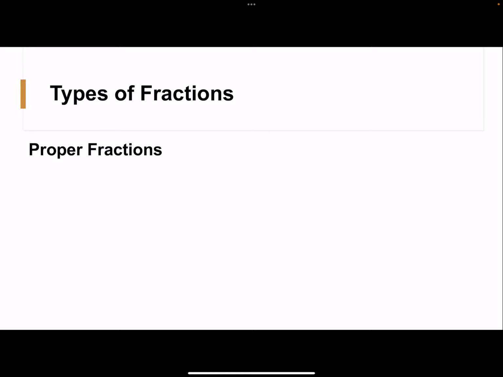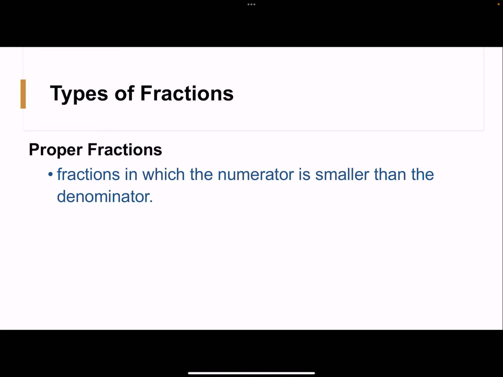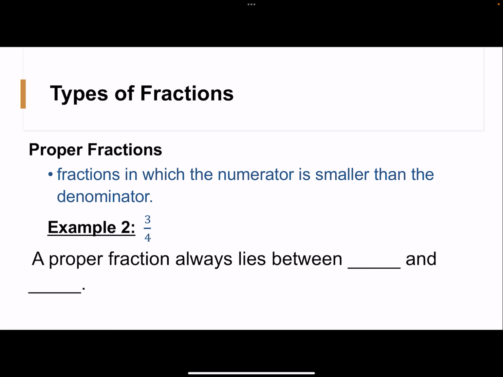Let's talk about the types of fractions. Of course, the first one we want to talk about is proper fractions. Proper fractions are fractions in which the numerator is smaller than the denominator. So again, an example of a proper fraction would be the fraction 3/4. Just like we said a moment ago, it's important to know that proper fractions must lie between these two numbers, 0 and 1. All proper fractions will lie between 0 and 1.